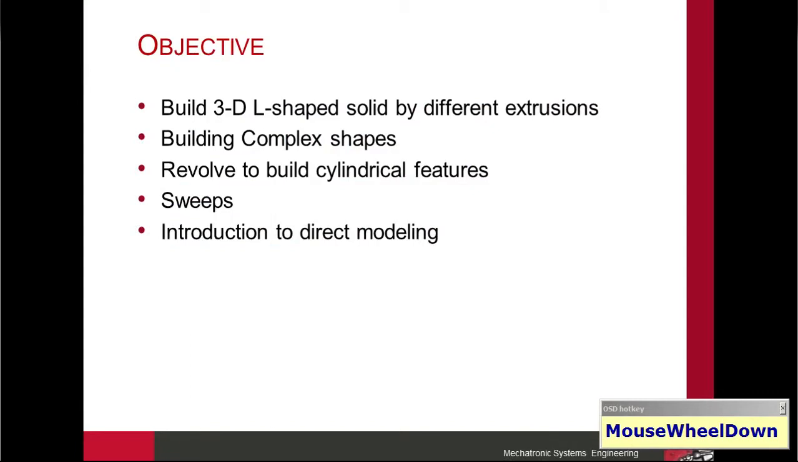These are the list of topics we're going to be covering. First we'll look at an L-shaped object. To make life a little more interesting, I'm going to look at different ways you can create this L-shape using different directional extrusions. Next, we'll build a more complex shape, and then we'll talk about revolves to build cylindrical or axisymmetric features, then sweeps, and finally I'll give you a really brief taste of direct modeling. We won't spend too much time on direct modeling itself.